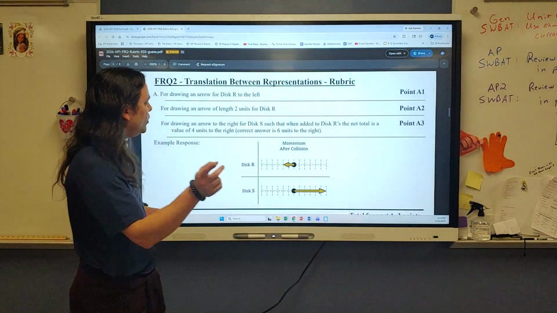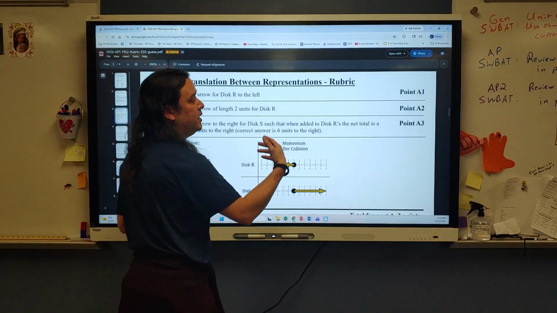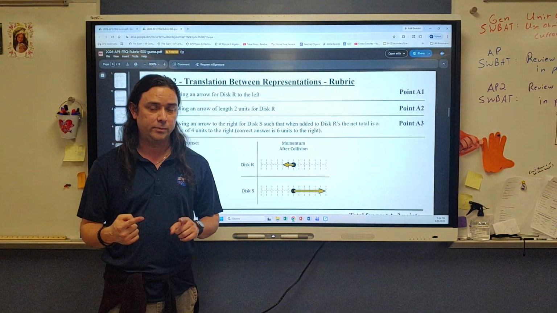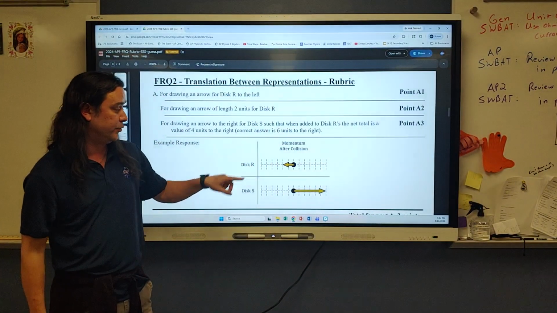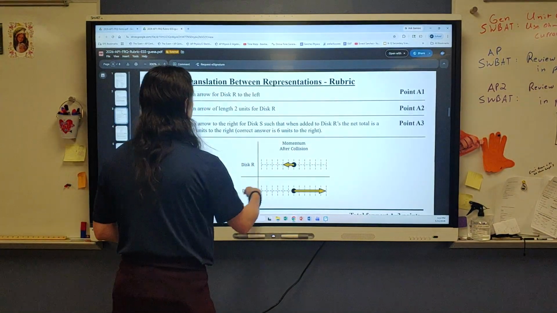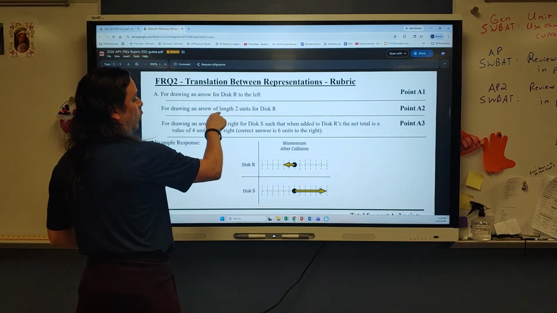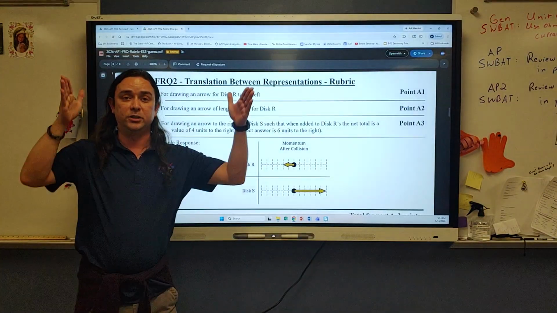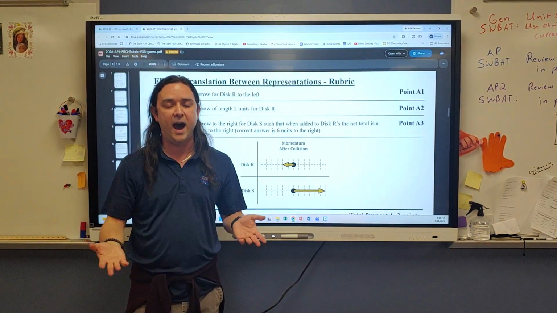The first point is for drawing an arrow for disk R to the left. In other words, I tied 1 point to properly identifying that momentum is a vector and that you would represent that the momentum for disk R after the collision is to the left. I also thought that you would get an additional point for drawing an arrow of length 2 units for disk R. In other words, being able to take the 4 units and cut it down to 2, being able to work with having half the velocity.